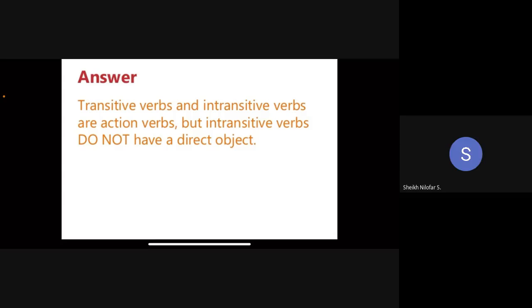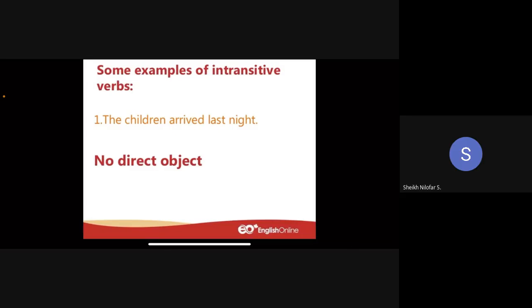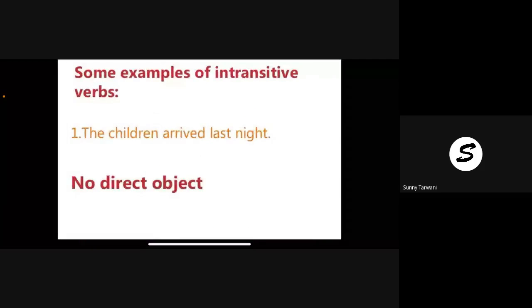Okay. So I said when object is there, it is transitive verb. But when object is not there in the sentence, it is intransitive verb. Understood the difference now? See examples. Number one, the children arrived last night. Now what is the verb over here? Arrived. Ask the question what? The children arrived what? The children arrived whom? Do you get an answer? Last night. No, but it is the answer for when.